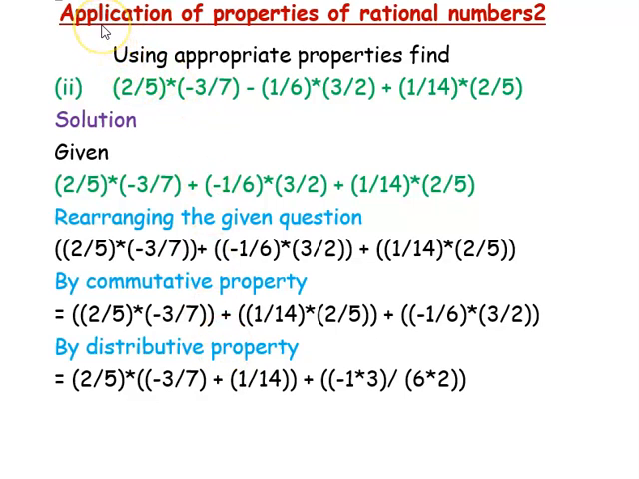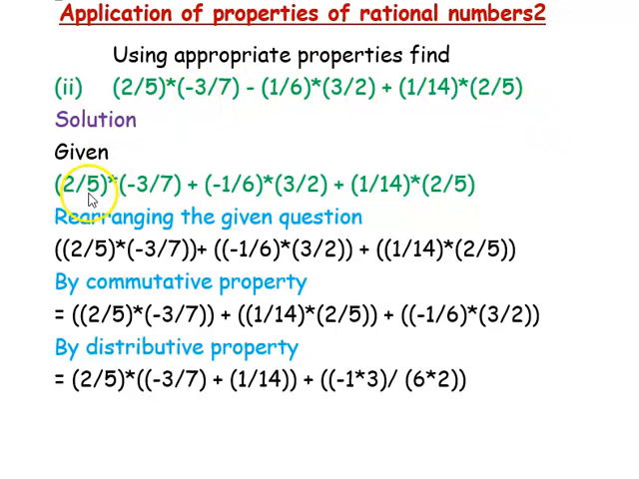In this video, we are going to see the application of commutative property, distributive property and additive inverse properties of rational numbers through various examples. So the first question is, using appropriate properties, find 2/5 × (−3/7) − 1/6 × 3/2 + 1/4 × 2/5.